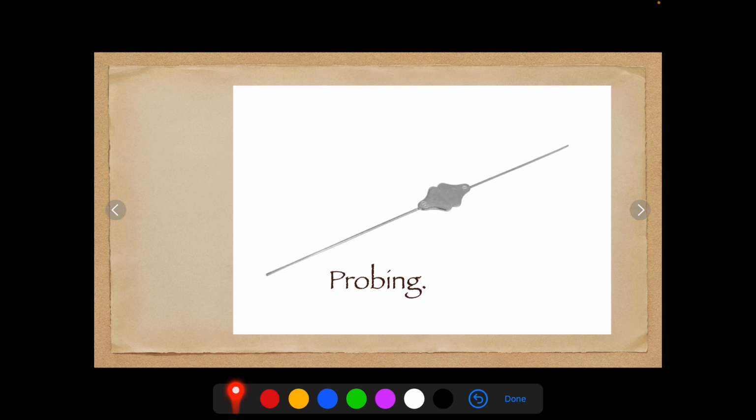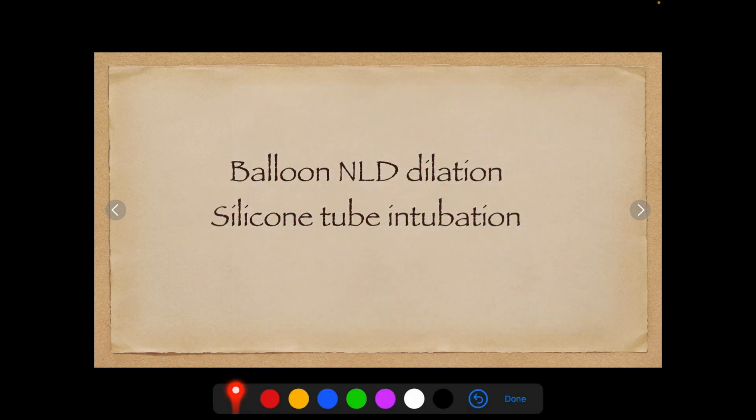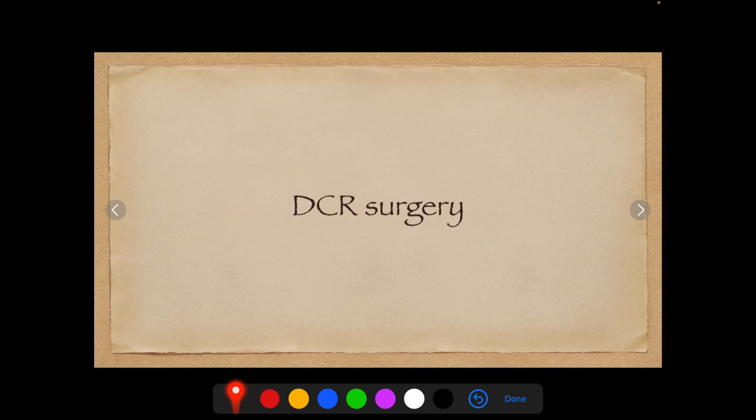That is why the lower canaliculus is usually spared and probing is done through the upper canaliculus. As we know that lower canaliculus drains about 70 to 80% of the tears, so even if the superior canaliculus is damaged during probing, this lower canaliculus will still be functioning. Probing can be repeated after 6 weeks in case it fails. Few other techniques to address this congenital nasolacrimal duct obstruction are balloon nasolacrimal duct dilation and silicone tube intubation, not used very often.